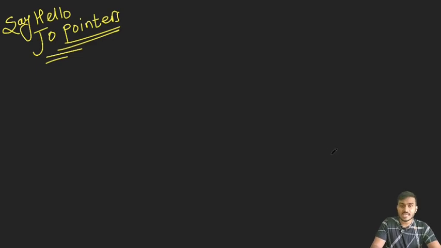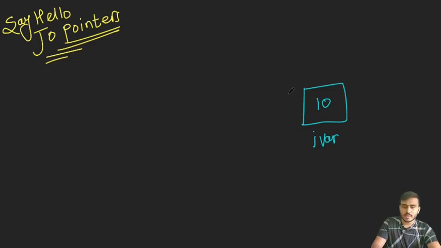Initially we have one variable, its name is ivar. Let me write it over here, ivar. Initially it has the value 10. So we are creating one variable, ivar, and initializing it with value 10, right? This variable is going to have some address. Let's assume that its address is 100.